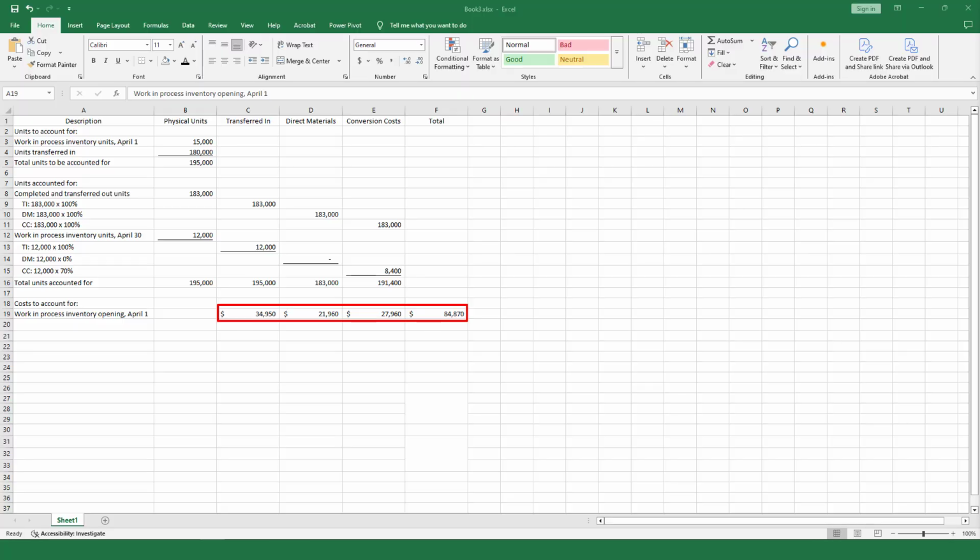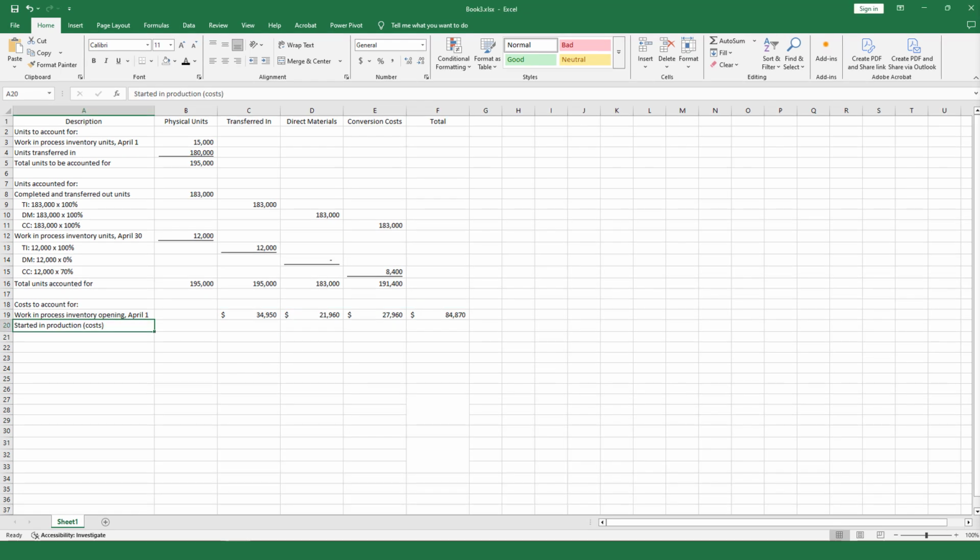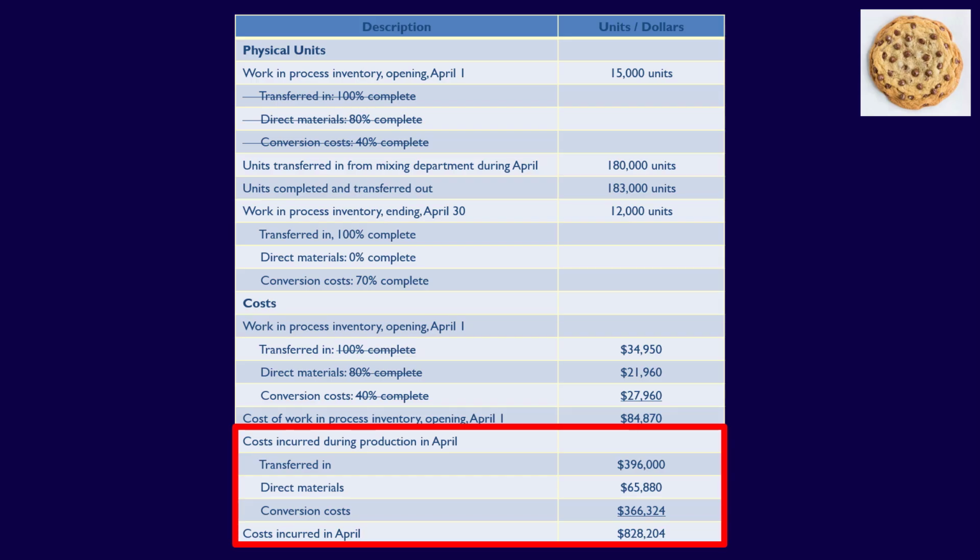We enter $34,950 under column C, transferred in, $21,960 under column D, direct materials, and $27,960 under column E, conversion costs. In addition, we now include the total costs incurred under column F, $84,870. We now have to add in all the costs which were added in during April for all 3 columns, transferred in, direct materials, and conversion costs, which we get from the question.